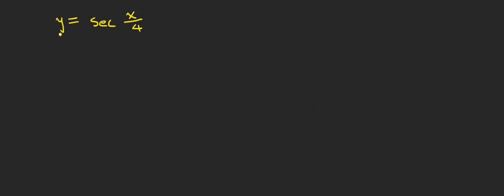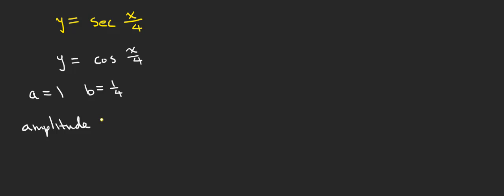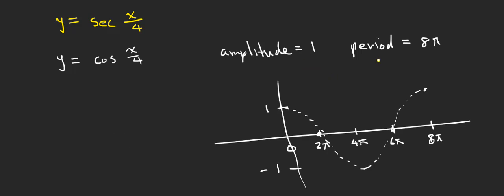Now we're going to graph y equals secant of x over 4. So in order to graph this, we need to graph y equals cosine of x over 4. So what is A? A is 1, B is 1 over 4, C is 0, and D is 0. What is the amplitude? Amplitude is 1, and the period is 2 pi divided by absolute value of 1 over 4, which is 1 over 4, and then 2 pi over 1 over 4 is 8 pi. So using these two pieces of information, we could graph cosine of x over 4.